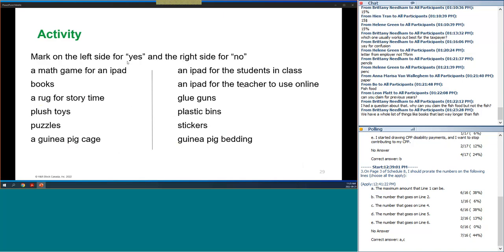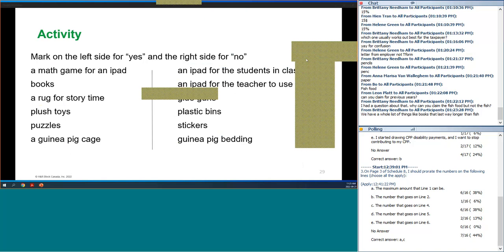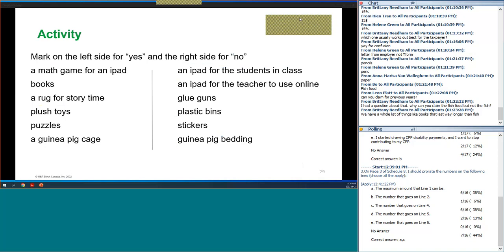Okay. So let's try a little activity and do some annotating here. I haven't done much annotating today, so we'll get back into it. As always, on the left side, say yes, you can claim it under the eligible educator school supply refundable credit. On the right side for no. Okay, let me know if you think that these receipts would count or would not count.